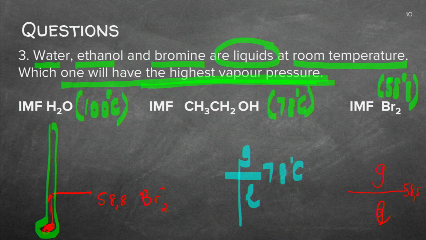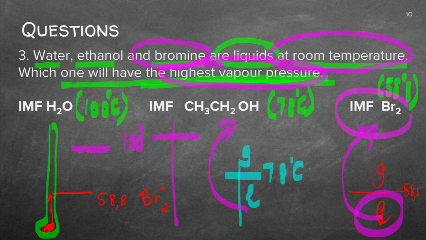And what do I have with water? With water, I've got 100 degrees. Can you see this one will be boiling much faster? Therefore, it will have the highest vapor pressure. All these will be in a gas state. If it's at 100 degrees, it hasn't reached room temperature yet, so it will still be a liquid. So the answer will be the bromine. Why? Because it's got the weaker bonds.